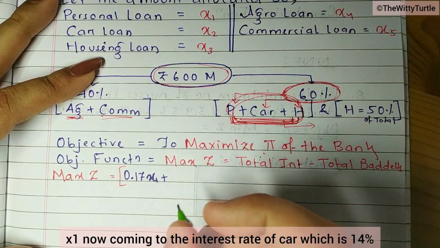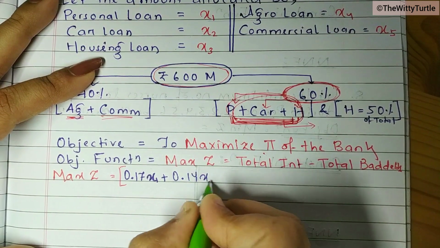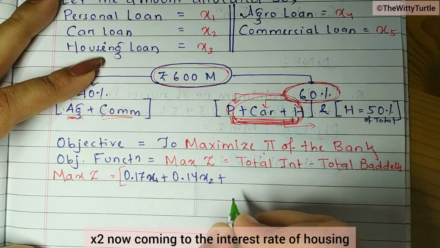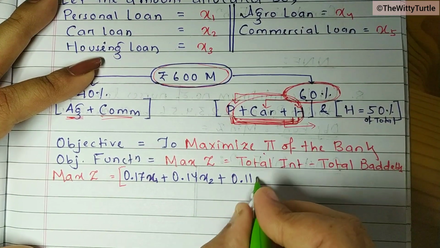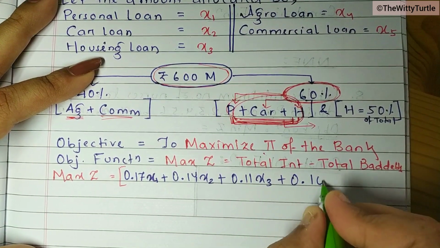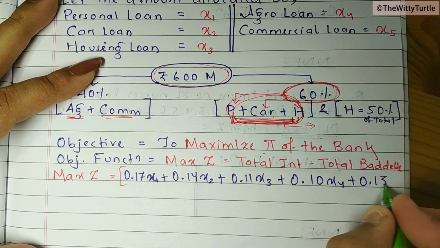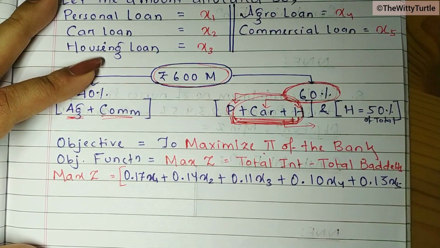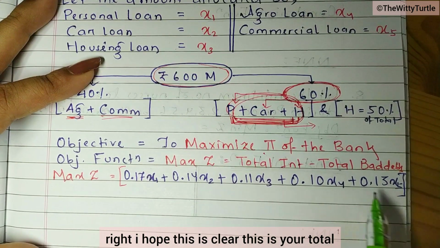Now coming to the interest rate of car, which is 14%. It will be 0.14 X2. Now coming to the interest rate of housing, which is 0.11 X3, then 0.10 X4, then 0.13 X5, right? I hope this is clear. This is your total interest amount.